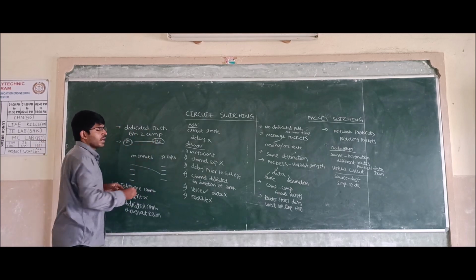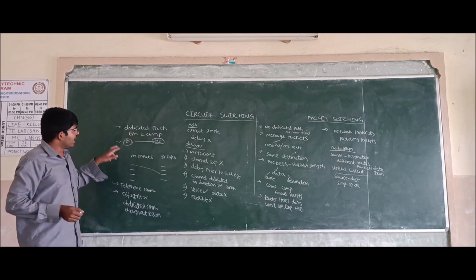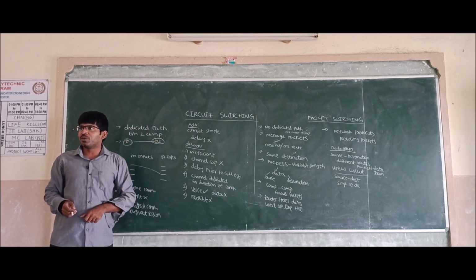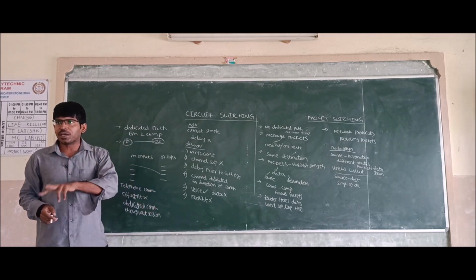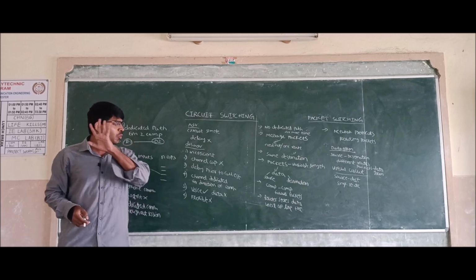For example, I am using D1 and D2. These two devices I am using. A dedicated path is established between D1 and D2. This dedicated path will be there until the communication between D1 and D2 is over.